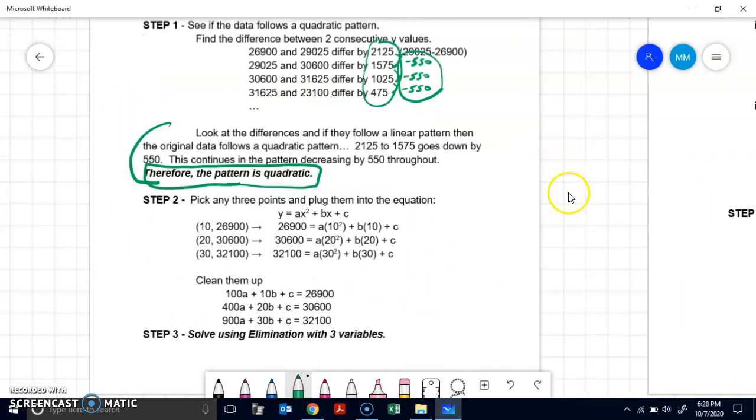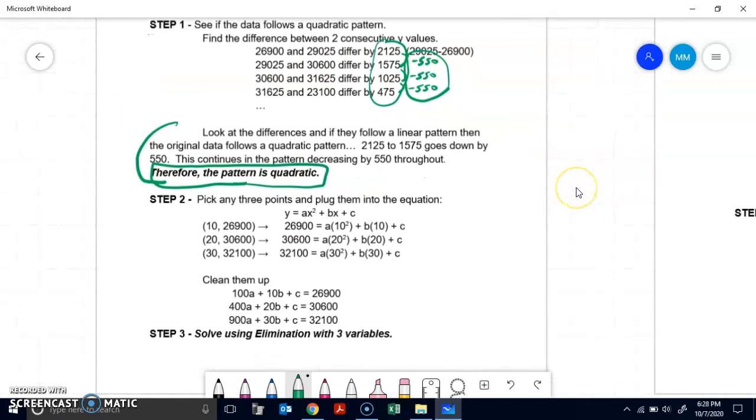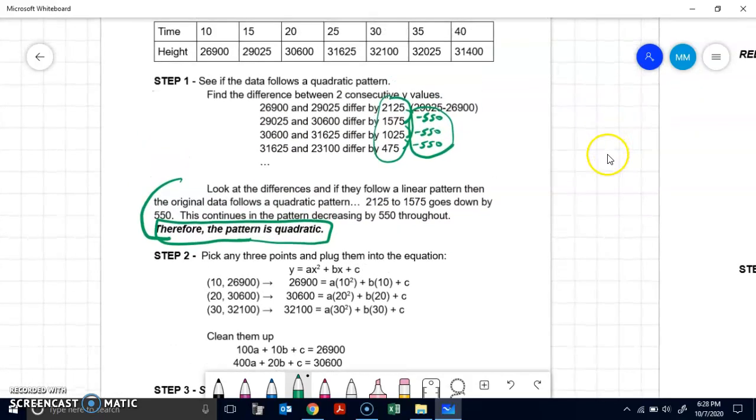Alright, so how are we going to use this method? Once you've confirmed that it's a quadratic pattern, we're going to pick 3 points, and you can really use any 3 points from the chart once you've identified it as a quadratic pattern. And we're going to plug those points into our standard form, y equals ax squared plus bx plus c. So I'm going to use 10, 26,900, the 20 point, and the 30 point. These are the 3 points we're going to use. So I'm going to plug those in.